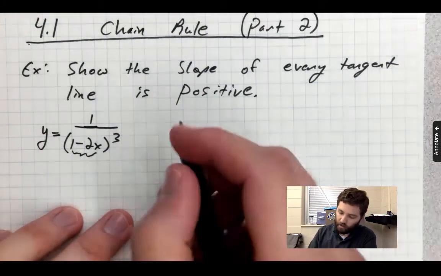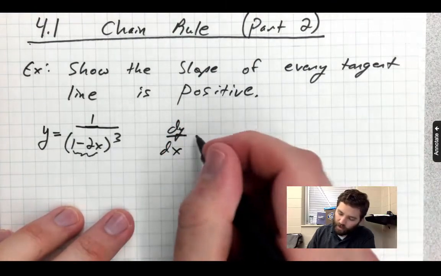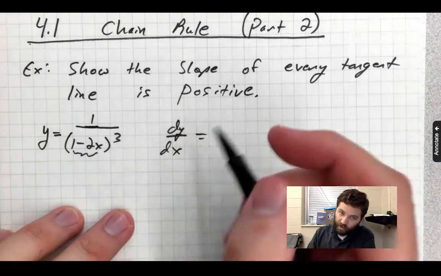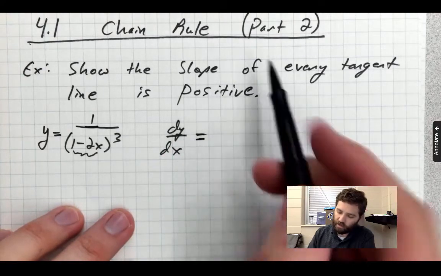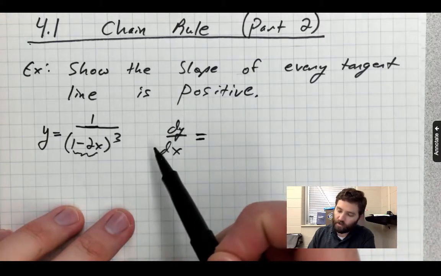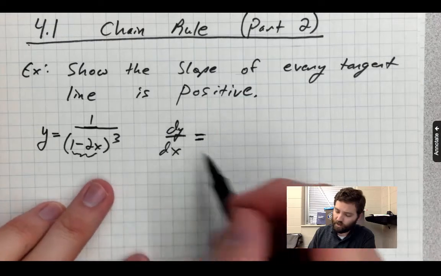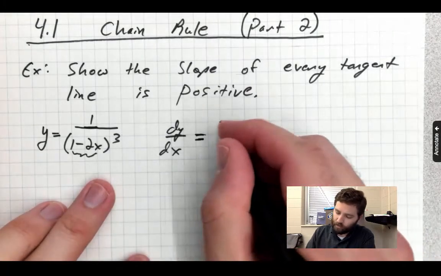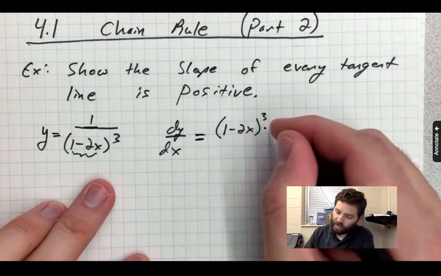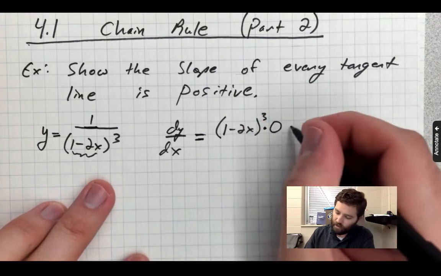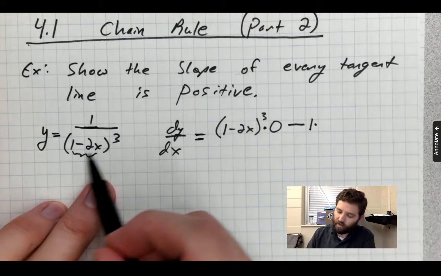So let's take the derivative, dy dx. This is a quotient rule. You could change this to a negative exponent and it will still work out, although for our purposes, you'll see in a second, it's going to be helpful to analyze it in its fraction form. So let me show you what I mean. So we'll take the bottom, 1 minus 2x to the third power, times the derivative of the top, well, that's just 0, so that'll be nice later, minus the top, it's 1, times the derivative of the bottom.